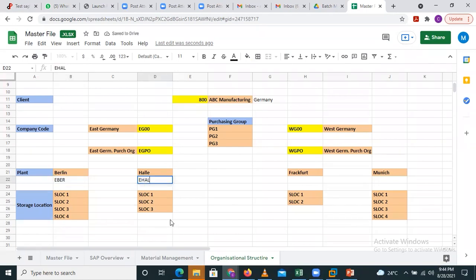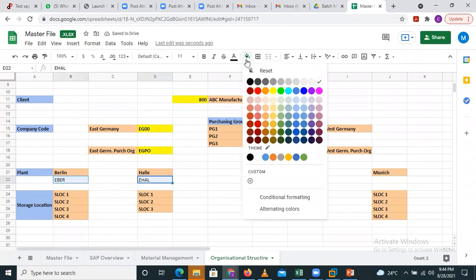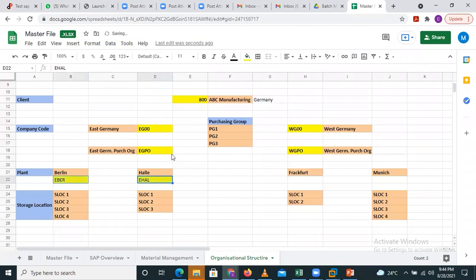EHAL. So the functional consultant is responsible for defining these naming conventions in a blueprint. And accordingly, with these naming conventions, we need to create a plant, company code, or any organization units in SAP. So we are just doing the blueprinting part here. Clear, right? Whatever we are discussing now. Yes.